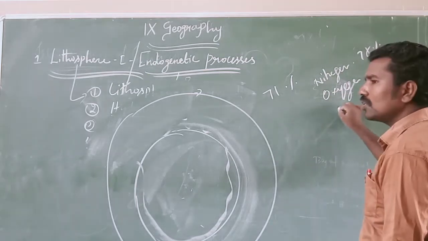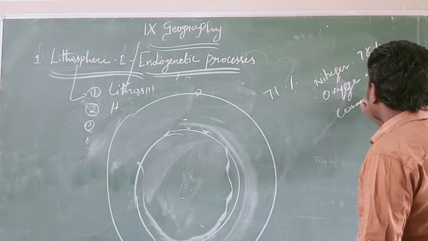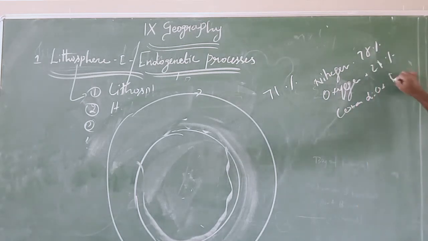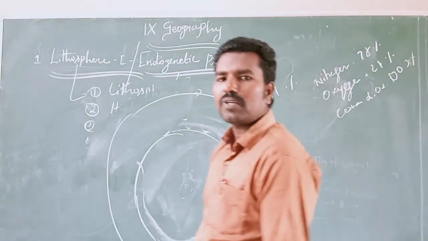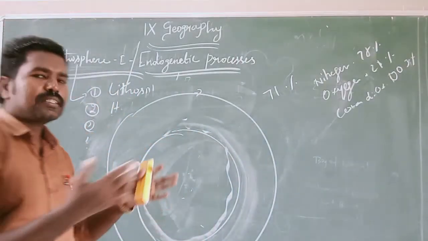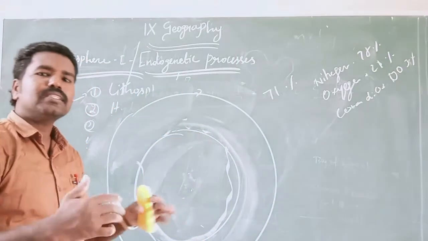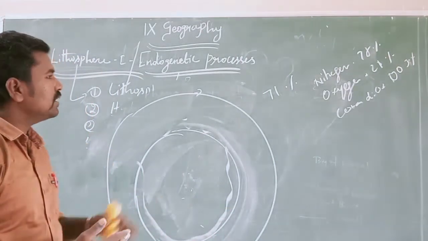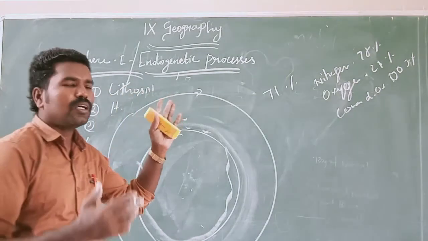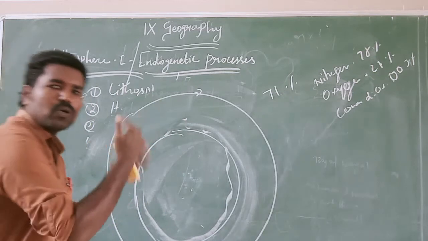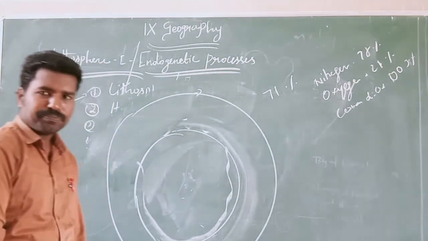21%, and carbon dioxide, 0.03%, occur in the atmosphere. Besides these three major gases, some other gases like ozone, neon, helium, and this kind of gases are also found in the atmosphere.